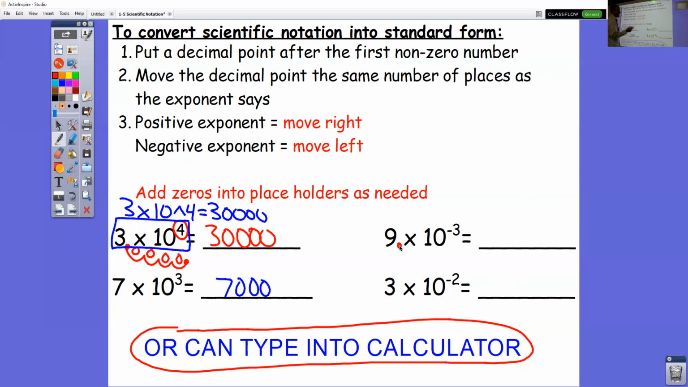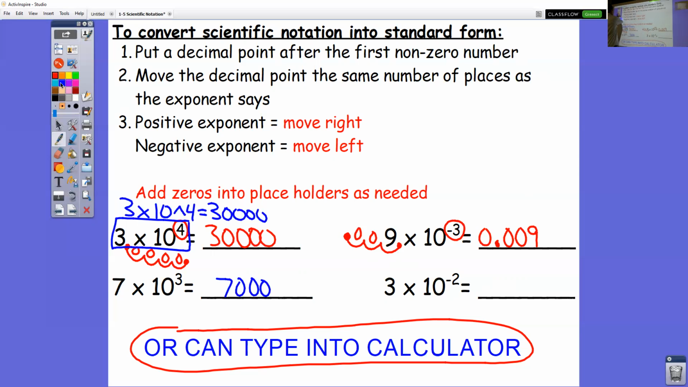With negative exponents, we're going to put a decimal point after the first non-zero number, so after the 9. And then this time we have a -3. A negative exponent, we want to make a small decimal answer. So we want to go to the left. 1, 2, 3. There's our new decimal point. Fill in your placeholders with zeros. So we really have the number 0.009. Now you could put a 0 in front of the decimal point as well.